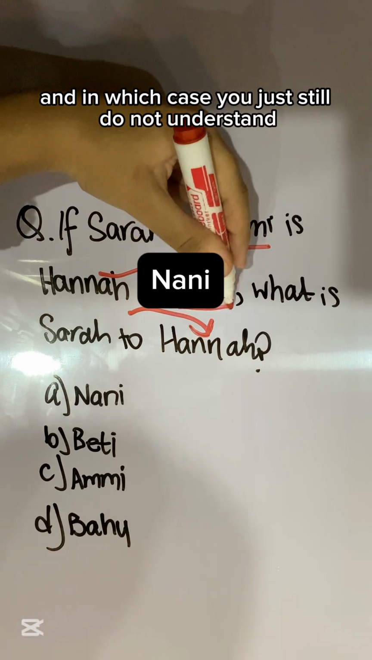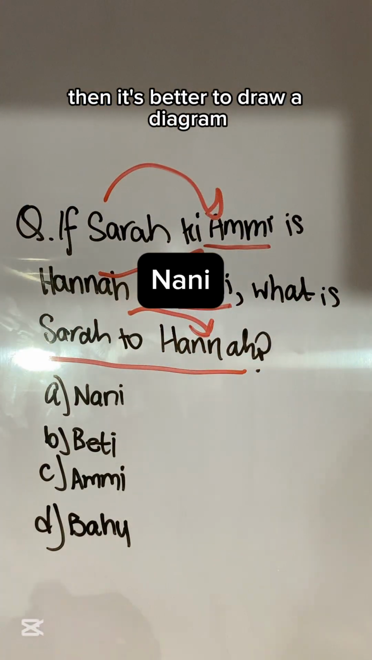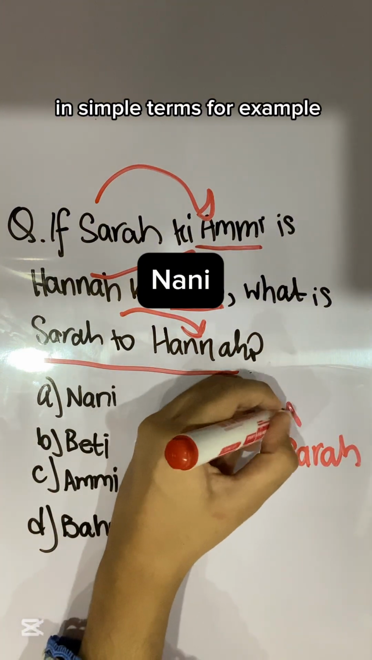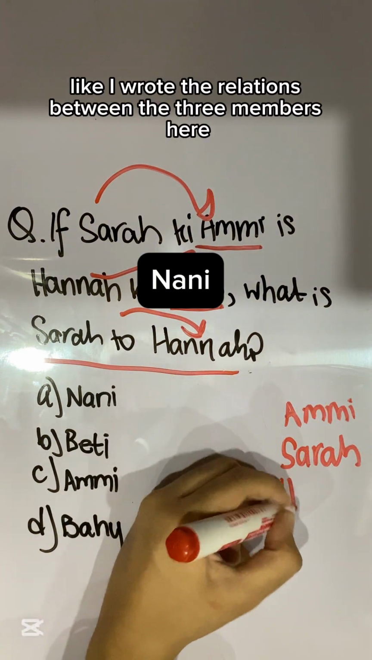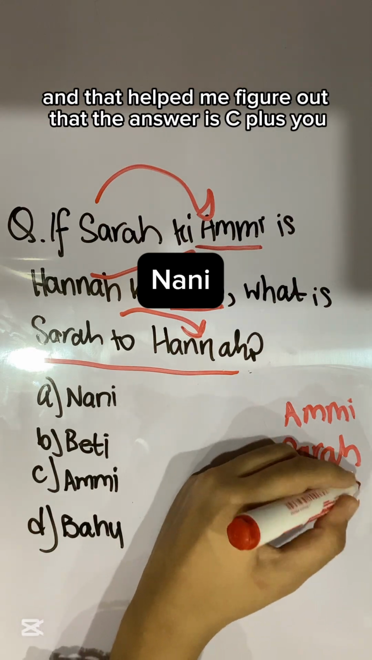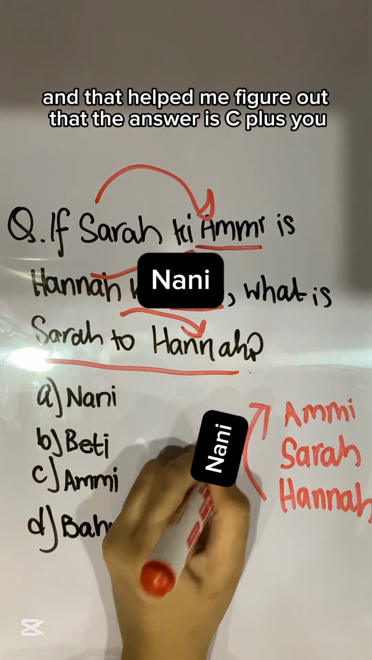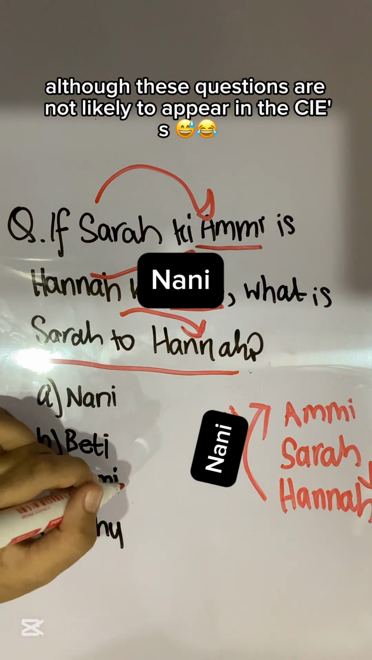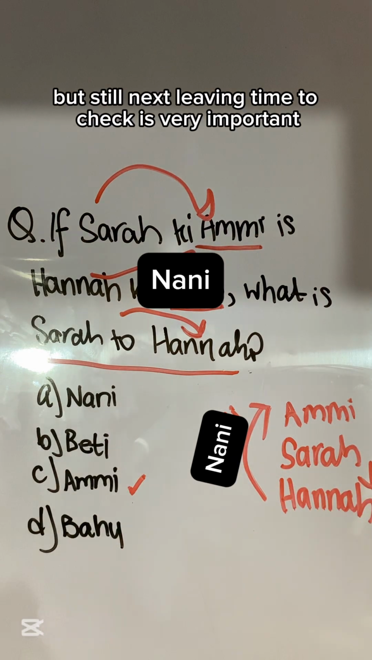And in which case you still do not understand, then it's better to draw a diagram and try and explain to yourself what the question is trying to ask in simple terms. For example, like I wrote the relations between the three members here, and that helped me figure out that the answer is C. Thus, you can solve such hard questions like this. Although these questions are not likely to appear in the CAIEs, but still.